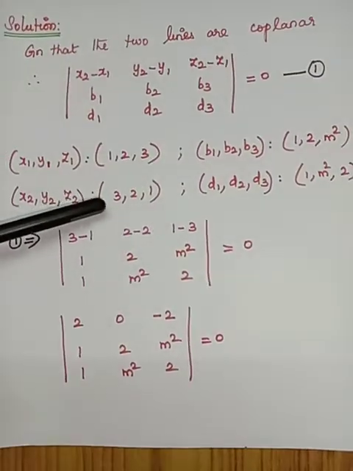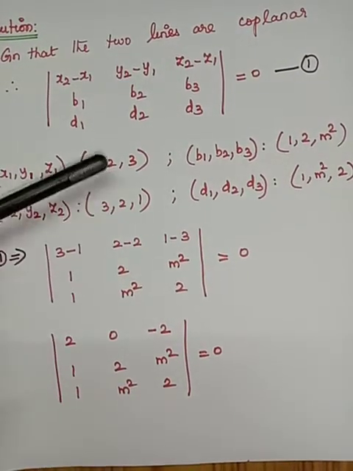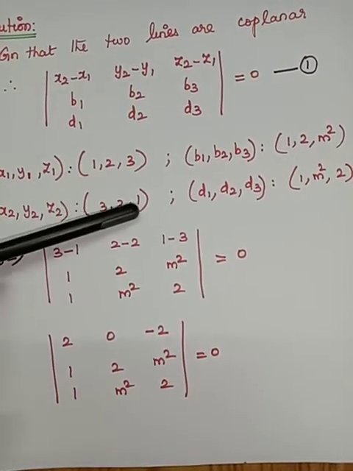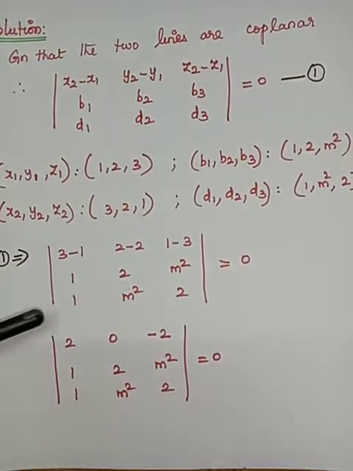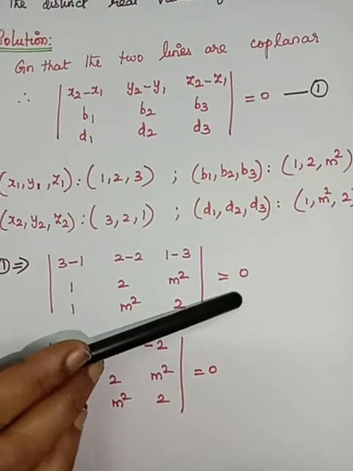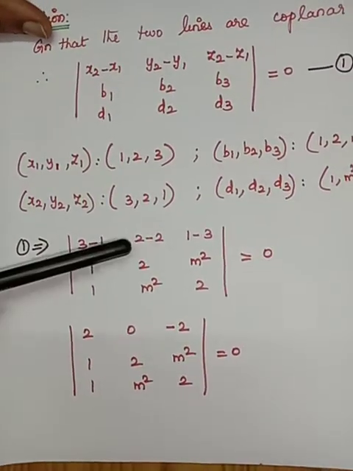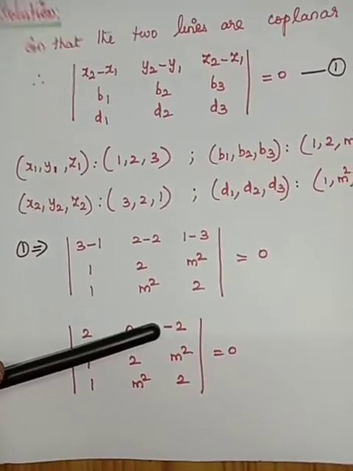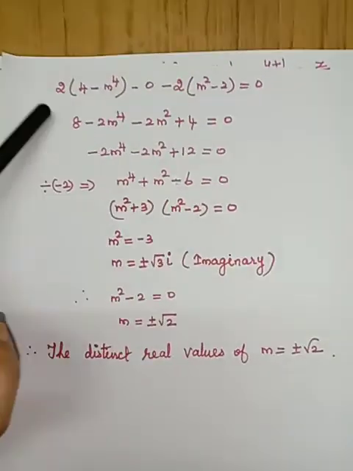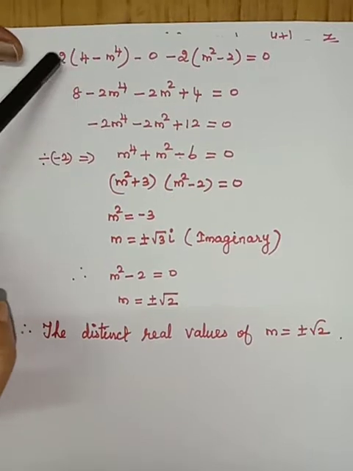So it will be x2 minus x1, that is 3 minus 1. Here y2 minus y1, 2 minus 2. Next 1 minus 3. And b1, b2, b3, d1, d2, d3, which is equal to 0. So when you simplify, 3 minus 1 is 2, 2 minus 2 is 0, 1 minus 3 is minus 2. While you are expanding by r1, you will get this answer. Okay, so here it will be evaluated.